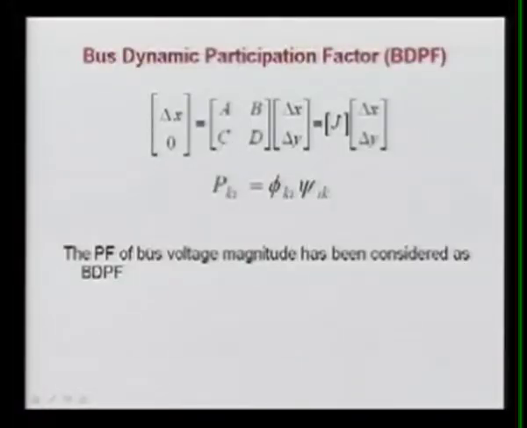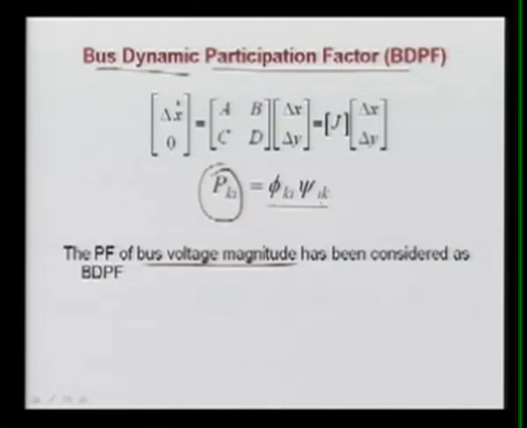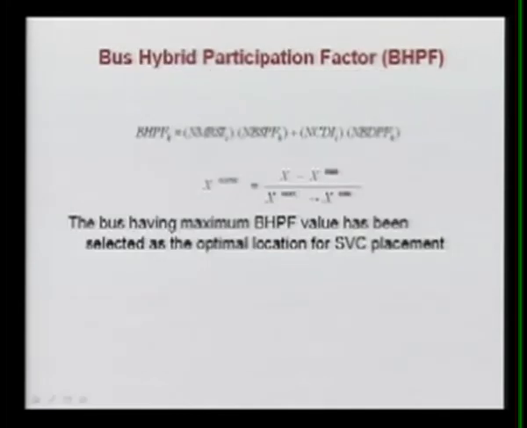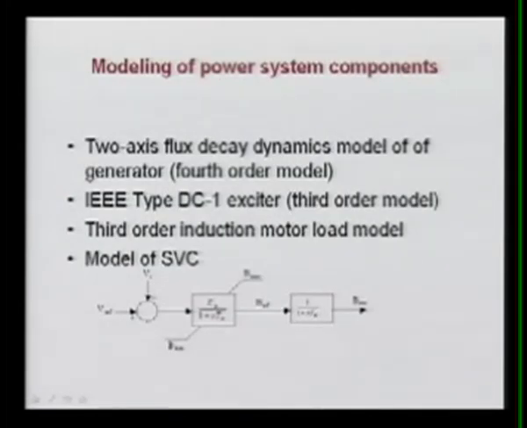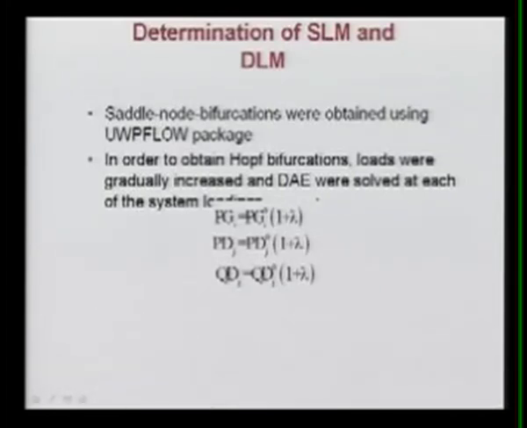Again, for the dynamic case, we can use the participation factor for the bus voltage magnitude, and this is called the bus dynamic participation factor. Here, if you are using the dynamic equations, the participation factor can be defined again as the left and right eigenvector multiplication. Based on this, we can go ahead and determine the static load margin and the dynamic load margin.